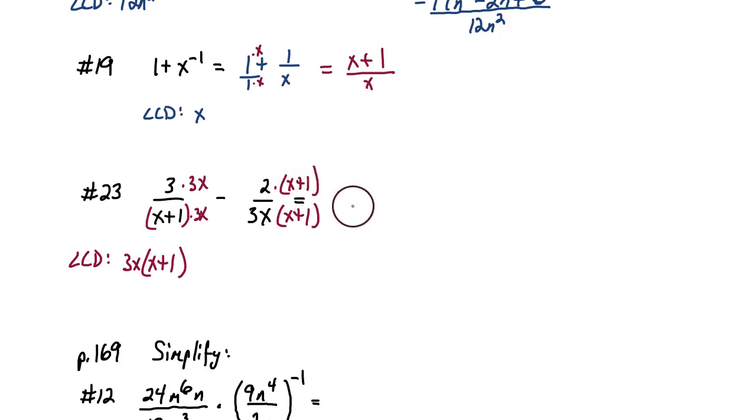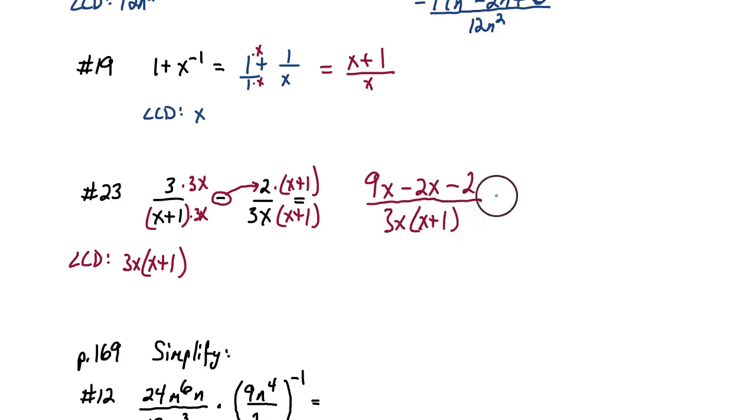Let's rewrite our fractions. 3 times 3x is 9x. Now we're subtracting. Make sure you think of that subtraction as going along with that 2. Think of it as negative 2. So negative 2 times x is negative 2x. Negative 2 times 1 is negative 2. That's all over our common denominator. Next, combine like terms in the top. 9x take away 2x is 7x. And that's all over our common denominator.